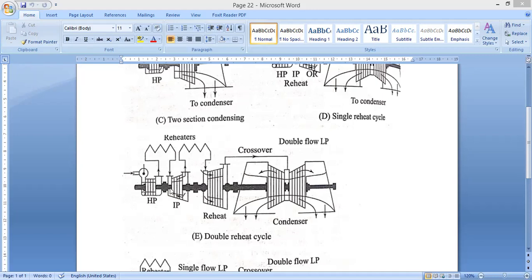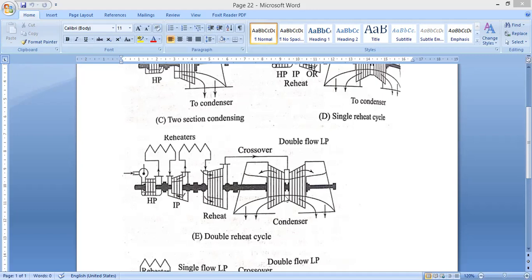it goes through the nozzle system, where that heat energy is converted into work in the intermediate pressure turbine. Then again there is another reheat cycle, where the reheated steam goes to another set of turbines, where the steam is heated twice. Four turbine sections are there: high pressure, low pressure, reheat section, and double flow turbine section.